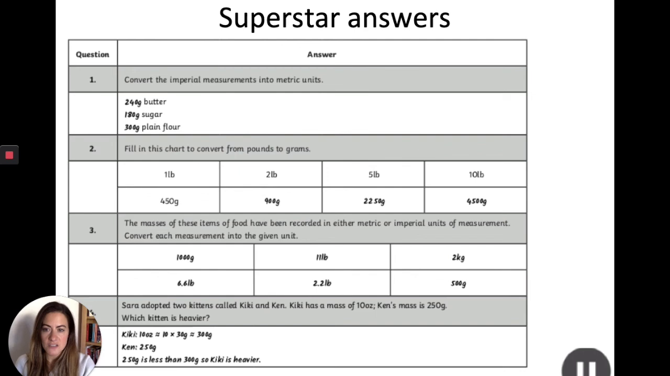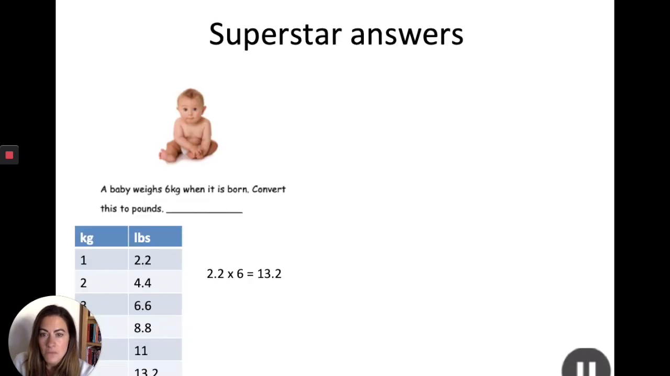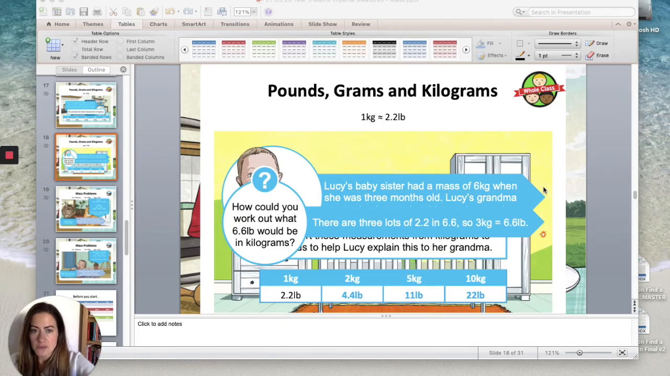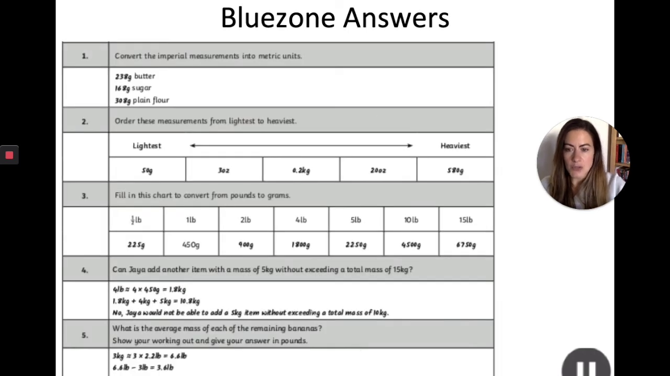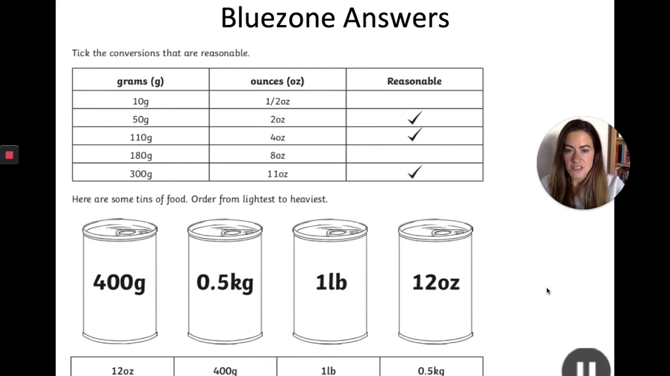So superstars, the first part of your answers, pause the video, mark your work and see how you did. The second part of the superstar answers, let me just move my face over here so it's not in the way. There you go. So have a look at those. I've drawn the little table here to help you. That's what I find easier to answer the questions. Blue zone, the first 5 questions here, so pause the video, mark your work. The second part of your answers there, pause the video if you need to.